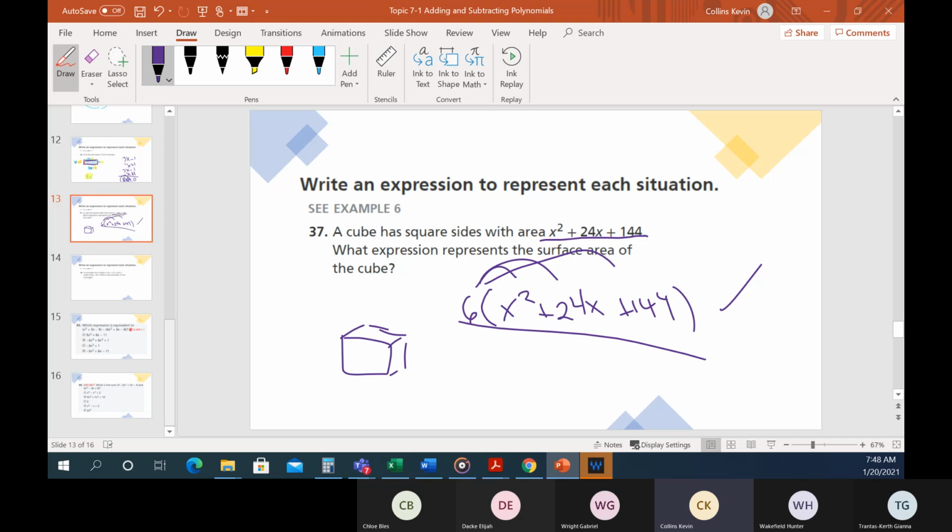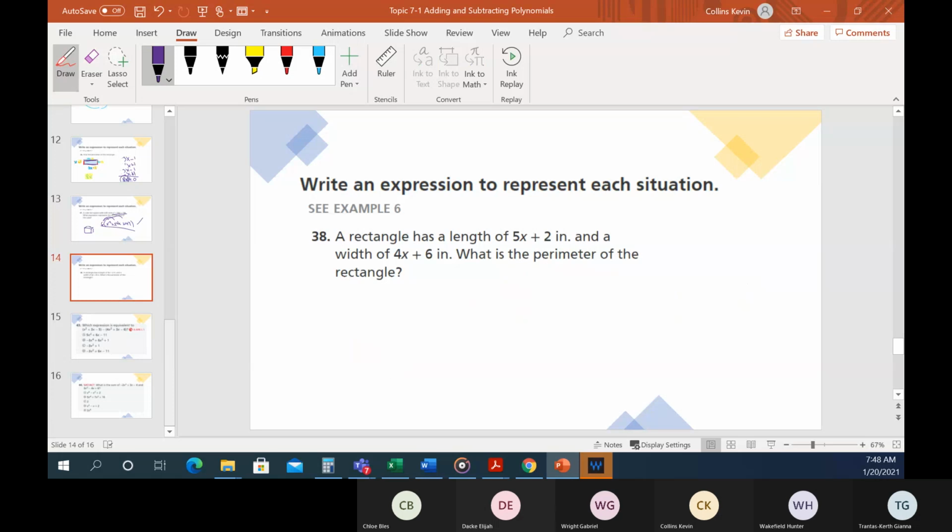All right. A couple, 3 more and we're out of here. All right, so this says a rectangle has a length of 5x plus 2 and a width of 4x plus 6. What is the perimeter? Okay, so this is the same thing as last time, right? So we're going to have 2 sides that equal 5x plus 2. And we're going to have 2 sides that are 4x plus 6.